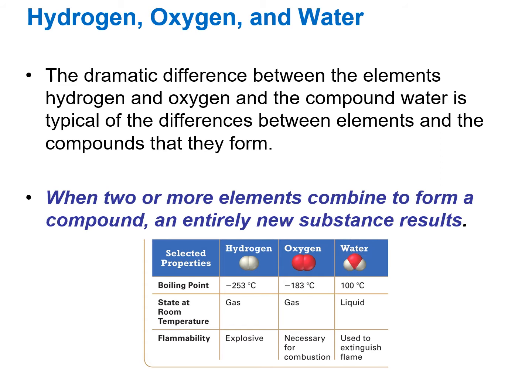But once we create a union, a covalent bond between oxygen and hydrogen and create water, look at that boiling point. Now we're 100 degrees above freezing point. Completely different. Boy, talk about a 180. And instead of it being in a gas form, now it's a liquid. And it can actually be used to extinguish the flame that is caused by hydrogen and oxygen.